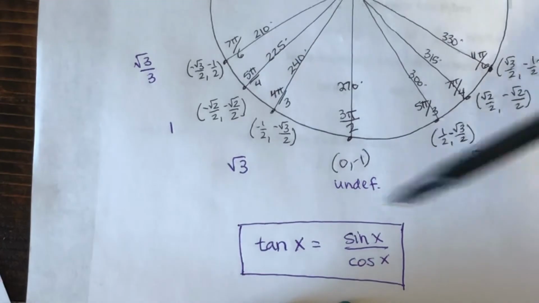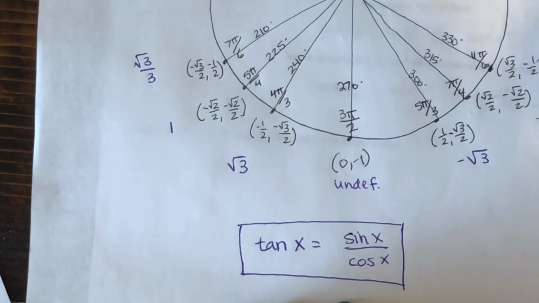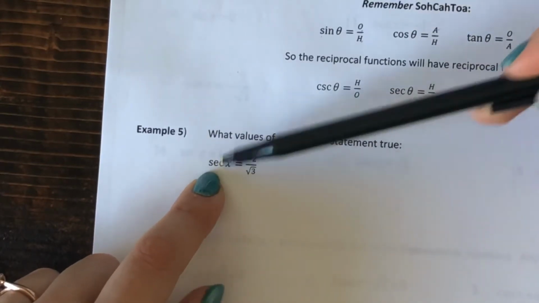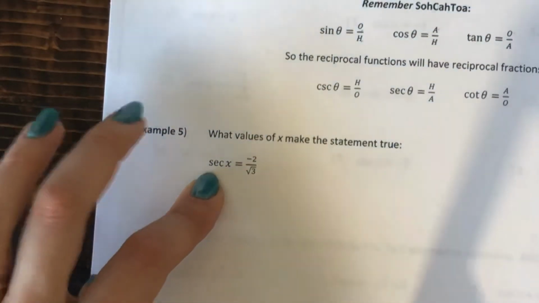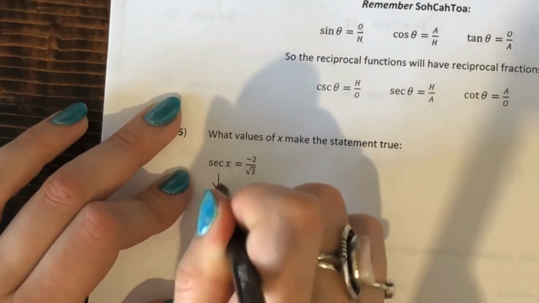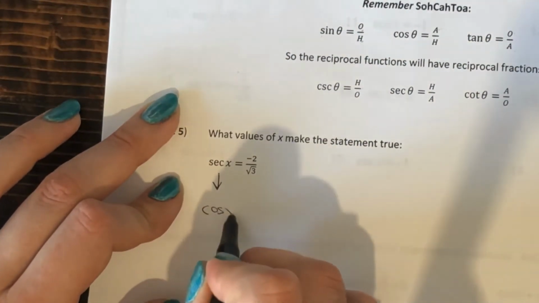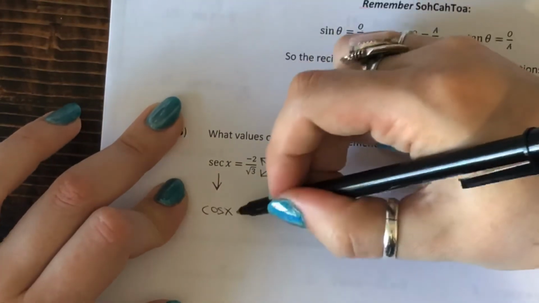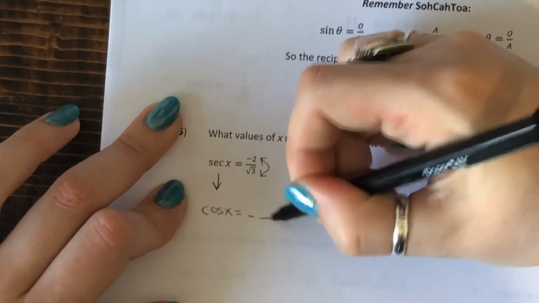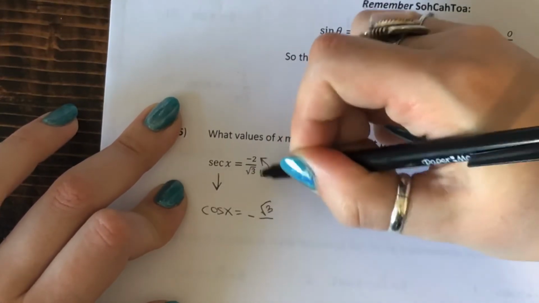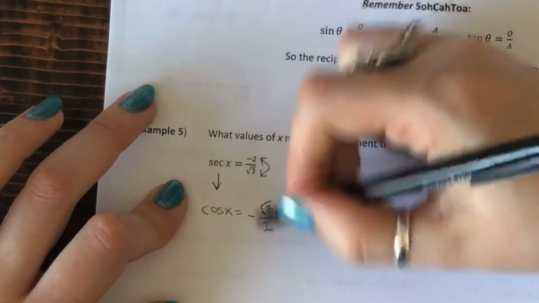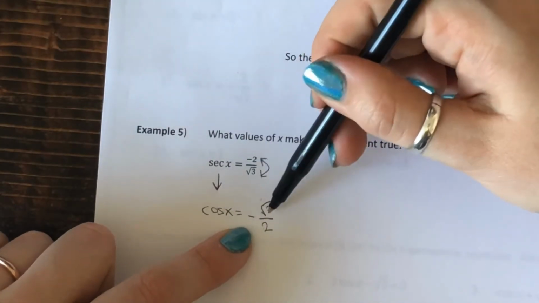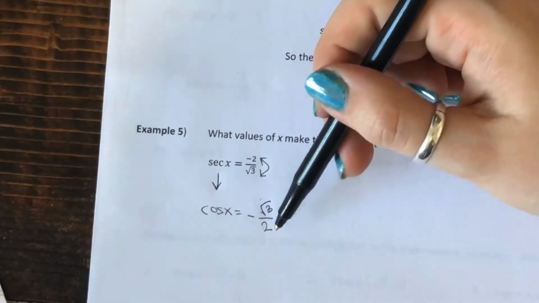I wrote it in purple again around my unit circle, which might be a smart thing to do. But because we don't have a secant on our unit circle, I like to flip it back to whatever one we do have. So secant matches with cosine. But in order to get the cosine, we need to flip and get the reciprocal of that fraction. So we're going to have a negative. The square root of 3 is going to now go to the top, and the 2 goes to the bottom. And you can think of the negative as being on the bottom or the top. It doesn't really matter. But now you can say, well, when does cosine equal negative square root of 3 over 2, which we do have on our unit circle.